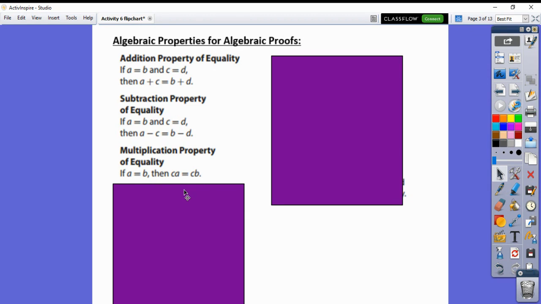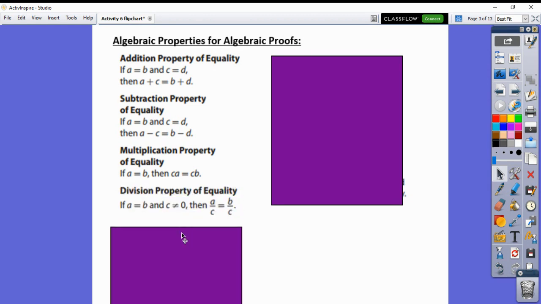And we've got addition, subtraction, multiplication, and then of course division. If A equals B, if this equation is true, then if you divide A and B by the same number, then the equation is still balanced. The only tricky thing about this one, though, is C cannot equal 0. You're never allowed to divide by 0. So these are pretty basic. There's nothing really surprising about these.